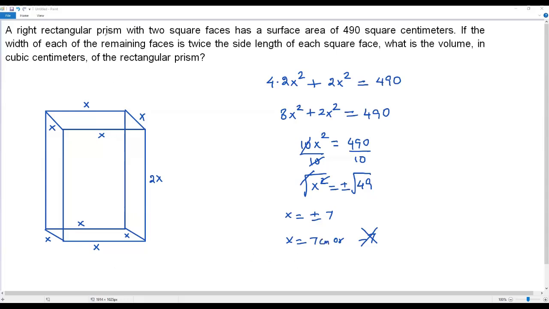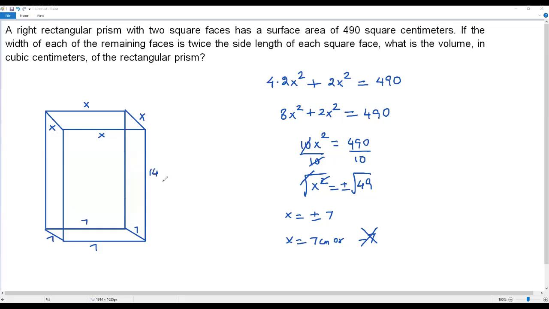Okay, so now let me replace x by 7 centimeters. Just a moment. So here we have 7, 7, 7, because the face at the bottom is a square. And the side length of each remaining face is 2 times the side length of the square face. 2 times 7 is 14.